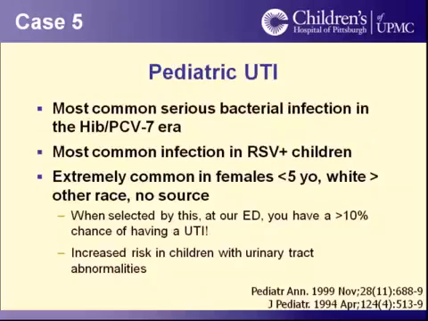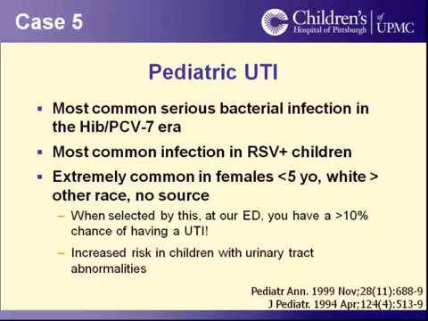Pediatric UTI, I will emphasize, has become the most common serious bacterial infection since the institution of Haemophilus influenzae type B vaccination and then pneumococcal conjugate vaccine, first pneumococcal conjugate vaccine 7 and now pneumococcal conjugate vaccine 13. It's also the most common and really the only bacterial superinfection we see in RSV-positive children when you think about your children in the inpatient setting. Really extremely common. Females less than 5 years old are a huge risk group among children, whites greater than other races, and no fever without source is a predictor.